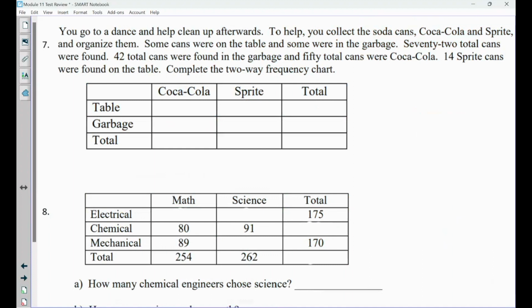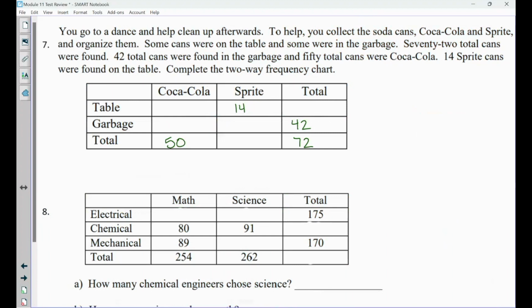Great. You go to a dance and help clean up afterwards. To help, you collect the soda cans, Coca-Cola and Sprite, and organize them. Some cans were on the table and some were in the garbage. 72 total cans were found. So in total, out of everything that I collected, we got 72. 42 total cans were found in the garbage. So in our garbage, 42 were found. 50 total cans were Coca-Cola. So Coca-Cola in total, we had 50. 14 Sprite cans were found on the table. So table Sprite, 14. Complete the two-way frequency table.